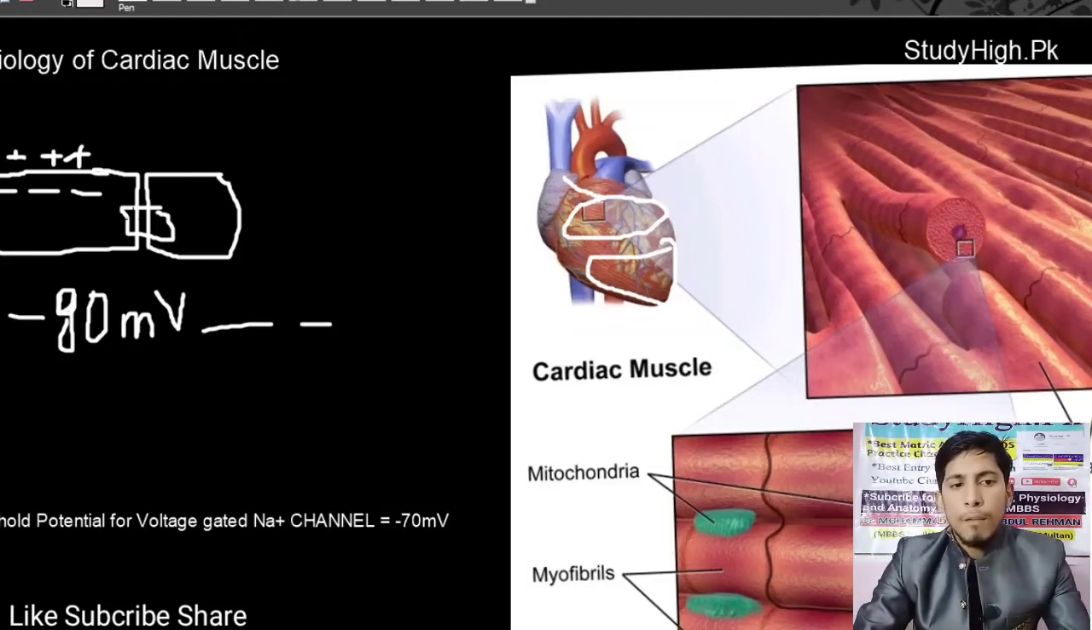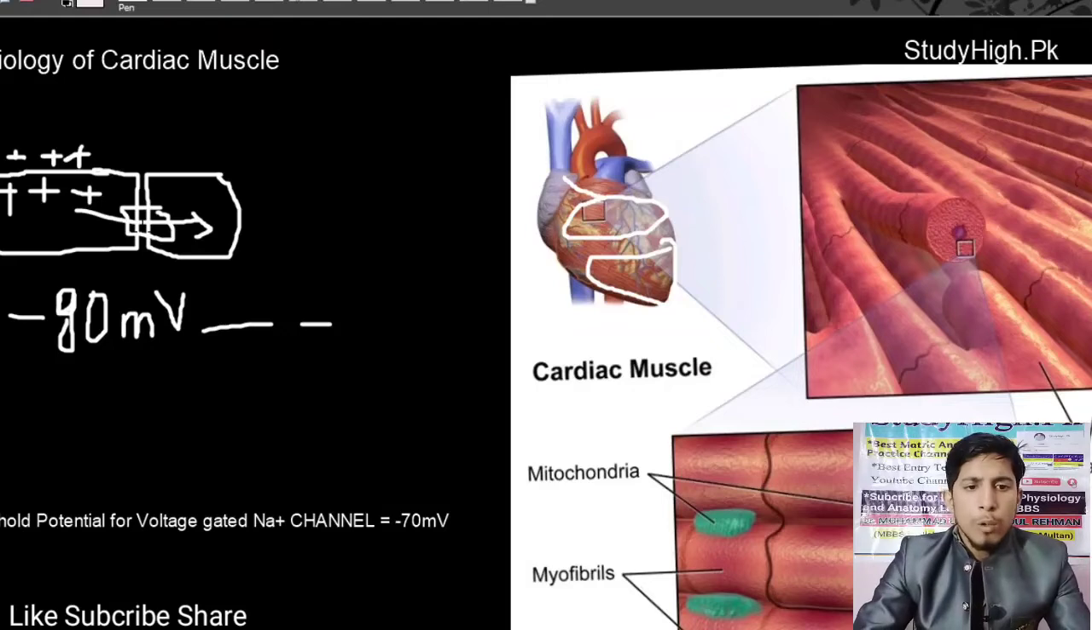When action potential is generated in this cell and its inside becomes positive, what will happen? A large number of positive ions can move from this cell to this cell, which is in resting condition, through the gap junctions present in intercalated discs. So what happens to the membrane potential of this cell, whose resting membrane potential is minus 90 millivolts?